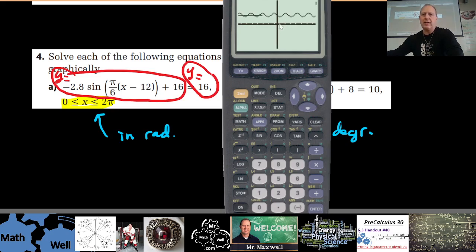0 to 2 pi is actually 0 to about 6.28, right? So I know I need to set my window. I'm going to change my window here. So this is 16, right? This is where this line is, 16.